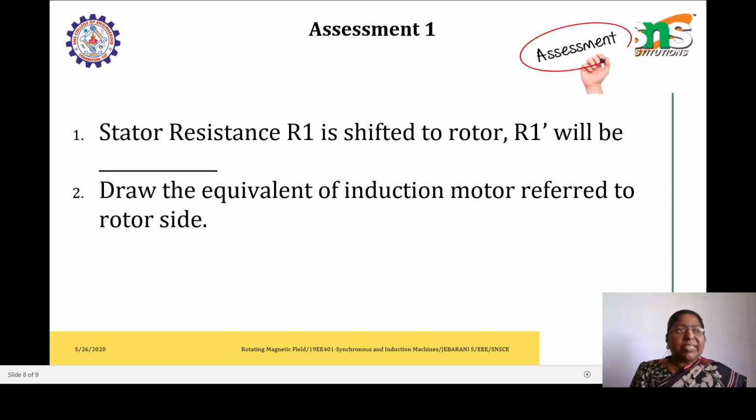Hope you have understood this equivalent circuit concept, and you'll be able to take up this assessment also. Very important: when you shift your stator resistance to the rotor side, what has to be considered? Should it be resistance divided by K square or into K square? You have to tell me the answer. And when you draw the equivalent circuit, will it be R02, X02, or will it be some other parameter? All these things you have to consider while answering this assessment.